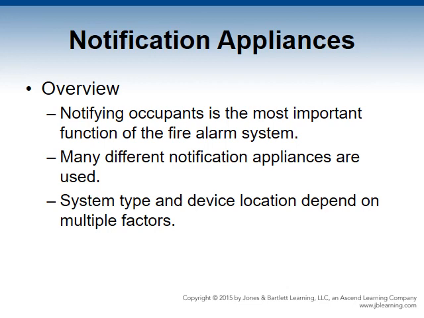Many different notification appliances are used. Devices include bells, horns, speakers, chimes, buzzers, sirens, strobe lights, lamps, and a combination of all the previously mentioned devices. Loudness and brightness are established by adopted codes and standards. System types and device locations depend on multiple factors, such as code requirements, the environment, the occupancy conditions, and how much information needs to be conveyed and to whom.